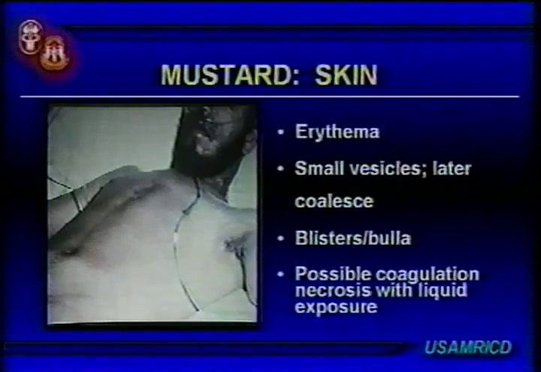Now, this probably isn't projecting well, but his chest is a little red. Mustard starts out, and the erythema, the redness, shows up first. Then it progresses to small little vesicles, which is a dermatologic term for small blisters. Vesicles are small blisters. And if you get enough of them, they will go on to coalesce to form big blisters, or bullae, which is another dermatologic term for big blisters.